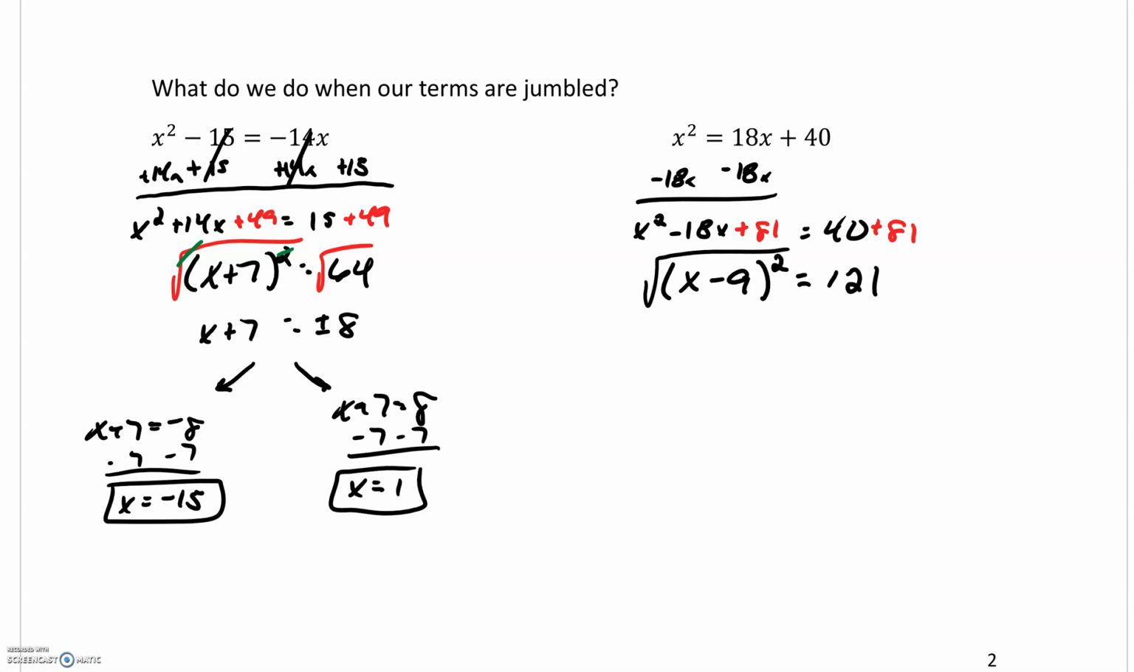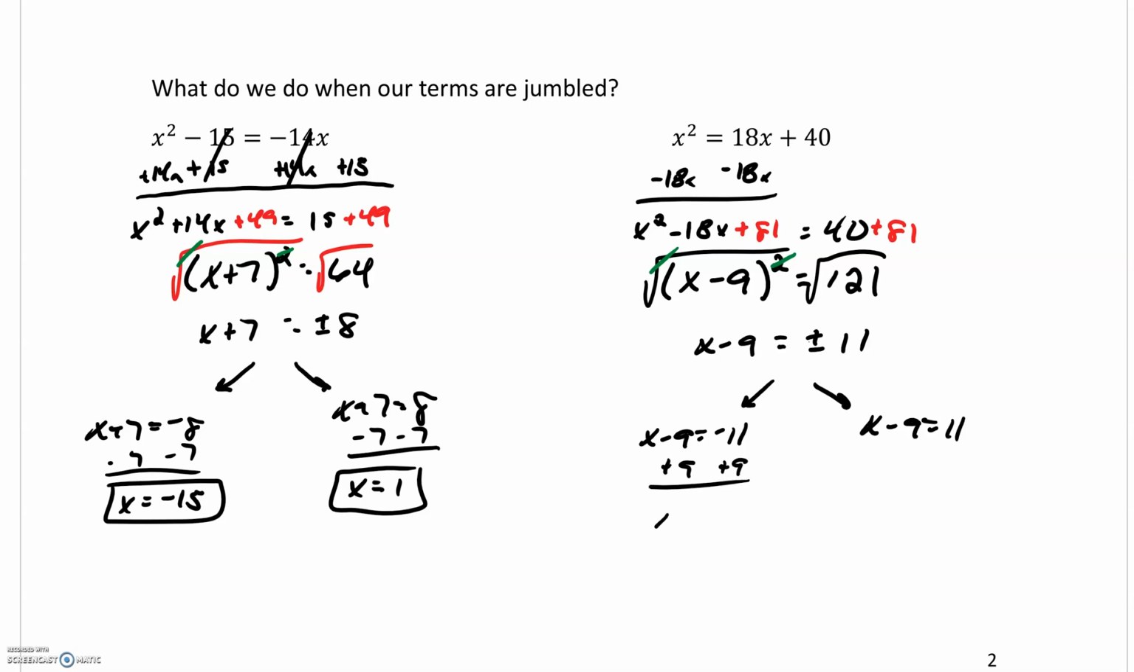Take the square root of both sides, because this square root cancels the squared, and I'm left with x minus 9 is equal to both positive and negative square root of 121, which is 11. I break it up. x minus 9 equals negative 11. And x minus 9 equals positive 11. Add 9 to both sides to solve. x equals negative 2. Add 9 to both sides. x equals 9 plus 11, which is 20.